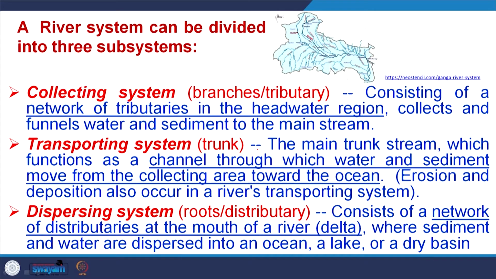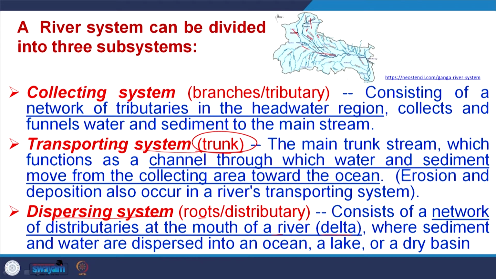So, a river system can be divided into three subdivisions, as we have discussed. One is the collecting system, which means the tributaries that collect water. The transporting system is the trunk river, which transports. And the distributing system, or distributaries, is mostly found at the river mouth. So here there is a network of distributaries at the mouth of the river, the deltas, where sediment and water are dispersed into an ocean, a lake or a dry basin.